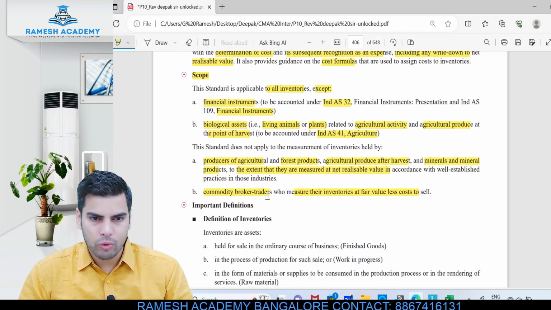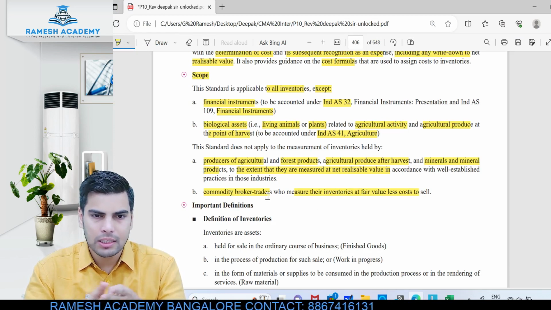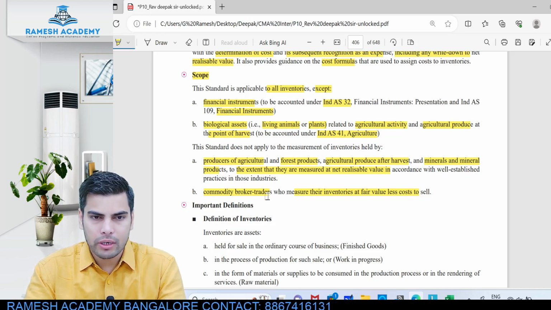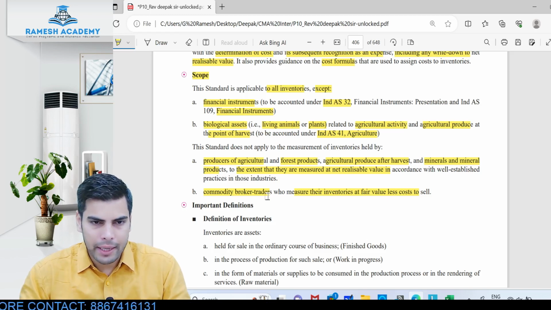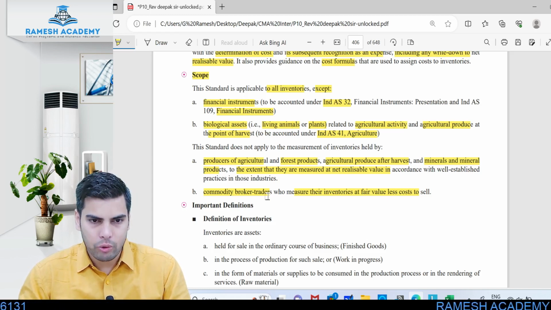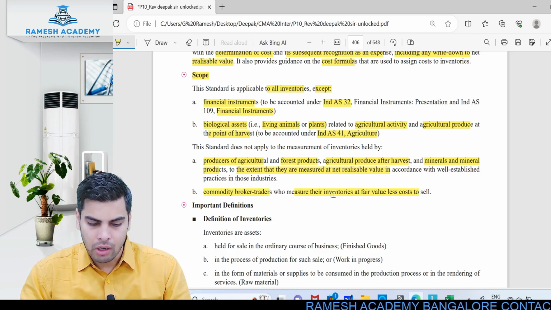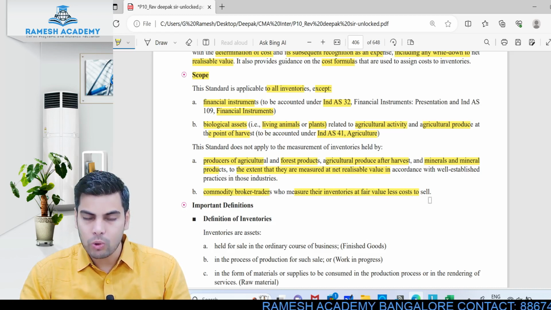When it comes to trading, we can trade either in equity, F&O, that is futures and options, currency, and then commodities. When it comes to commodities, you would have heard of oil products, gold, silver, zinc, iron, or any other metal for that matter. All these commodities we can trade without buying the products. If I say I'm trading in gold, it's not that I'm literally buying the gold and selling it. We can trade it online. That is what is called the commodity market. These commodity brokers and traders measure their inventories at fair value less cost to sell.